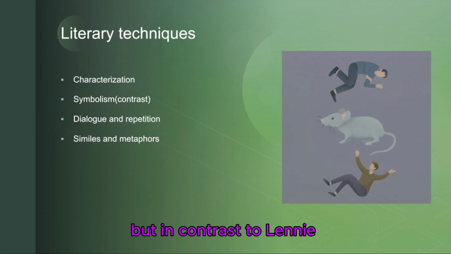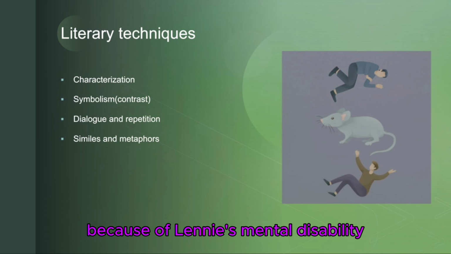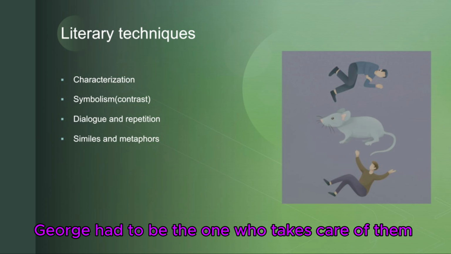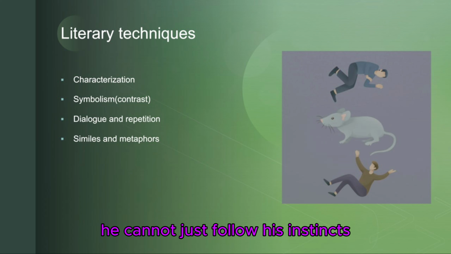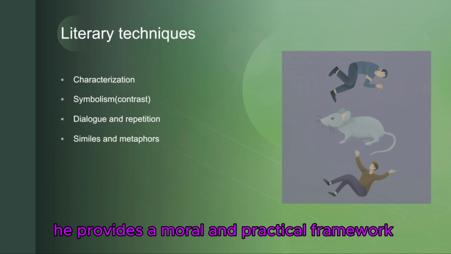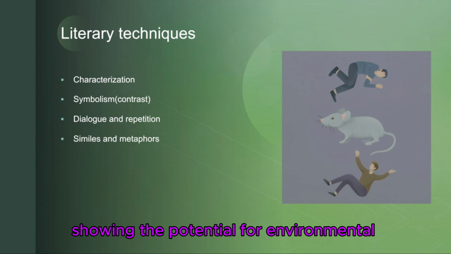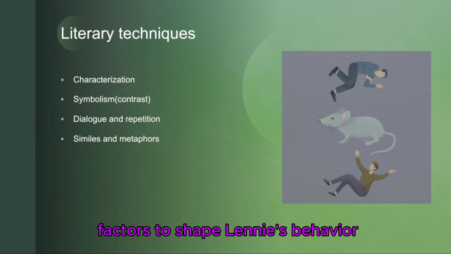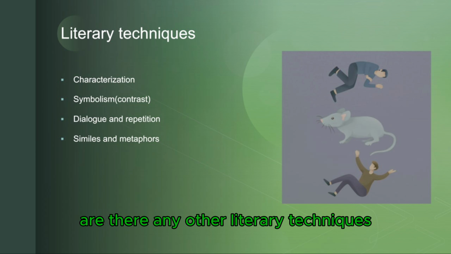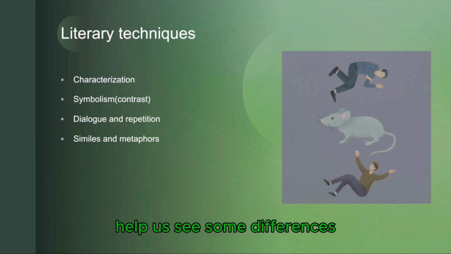Exactly. But in contrast to Lennie, George symbolizes nurture. Because of Lennie's mental disability, George has to be the one who takes care of him. He cannot just follow his instincts. He provides a moral and practical framework, showing the potential for environmental factors to shape Lennie's behavior. Are there any other literary techniques that perhaps help us see some differences between nature and nurture?